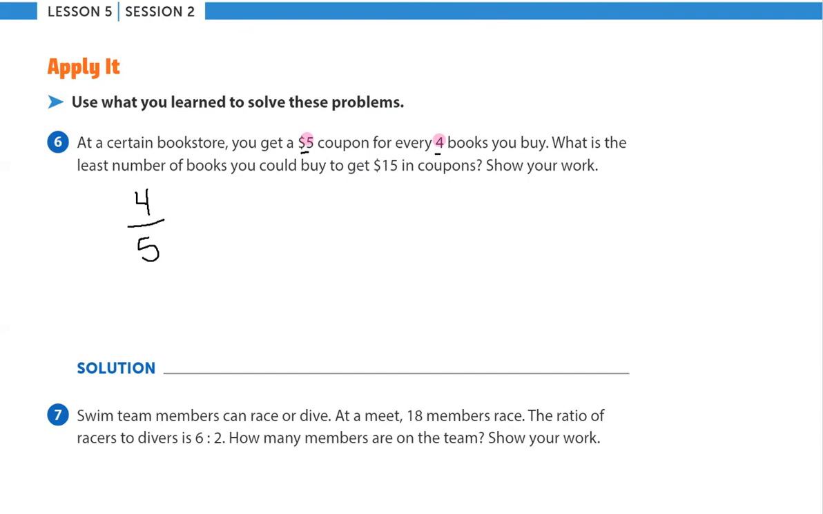And let's see, we want the known quantity that we will know is coupons. And what we want to find out is how many books. So that's the unknown quantity. We're going to put that on that side. Now it's asking you how many books for $15 in coupons. So it gives you the amount of coupons. So I can take that out and replace it with how many coupons.